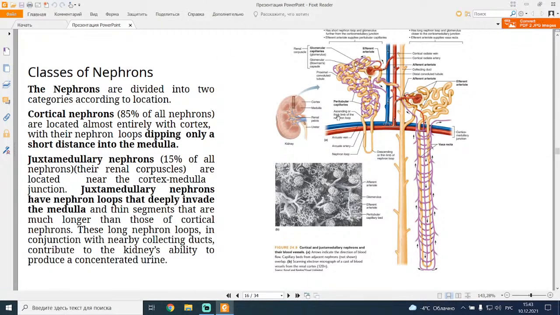Cortical nephrons, juxtamedullary nephrons.